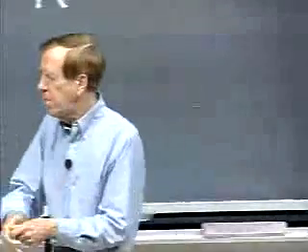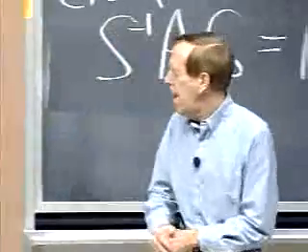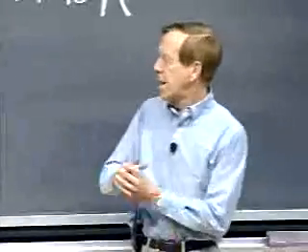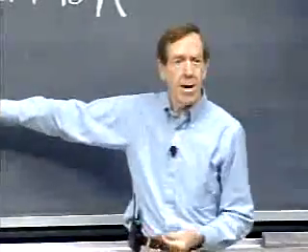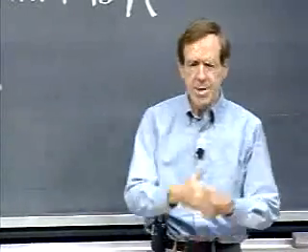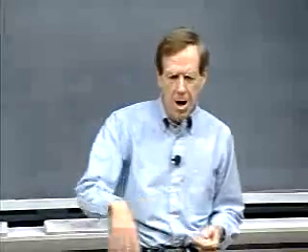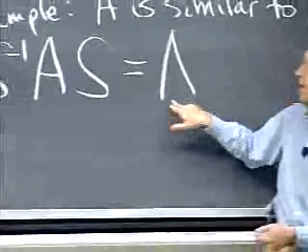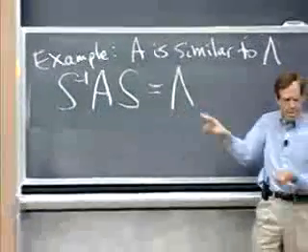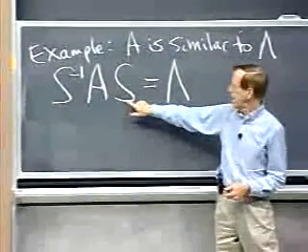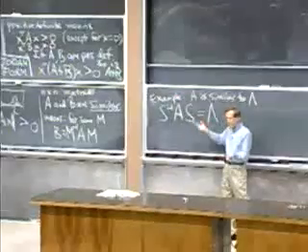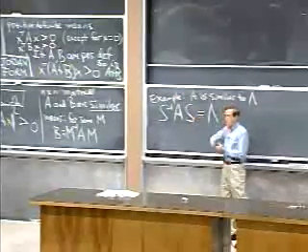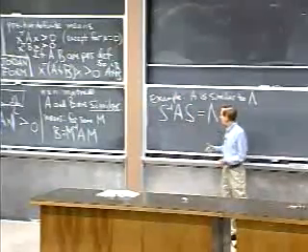Each one in this family is connected to each other one by some matrix M, and the outstanding member of the family is the diagonal guy. I mean, that's the simplest, neatest matrix in this family of all the matrices that are similar to A. The best one is lambda. But there are lots of others, because instead of S, I can take any old invertible matrix M, and do it.